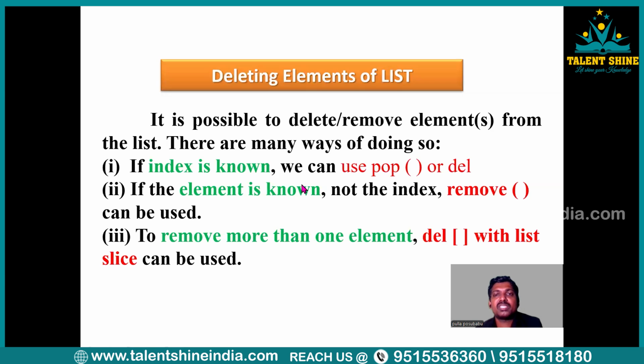Now, just try to understand what I have explained so far. Whenever the index is known, we can use the pop method or the del method. If I know the element and want to remove it, use the remove method. And if I want to remove more than one element, you could use the del keyword, as slicing is accepted using this del method. So I hope everybody clearly understood and learned how to delete the elements from the list.